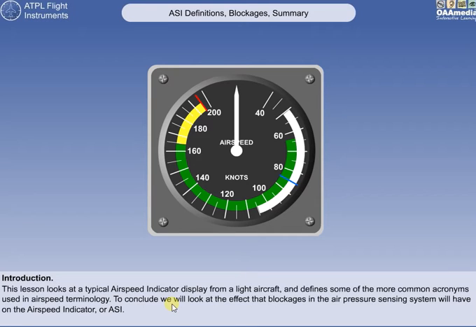aircraft and define some of the more common acronyms used in airspeed terminology. To conclude, we will look at the effect that blockages in the air pressure sensing system will have on the airspeed indicator, or ASI.